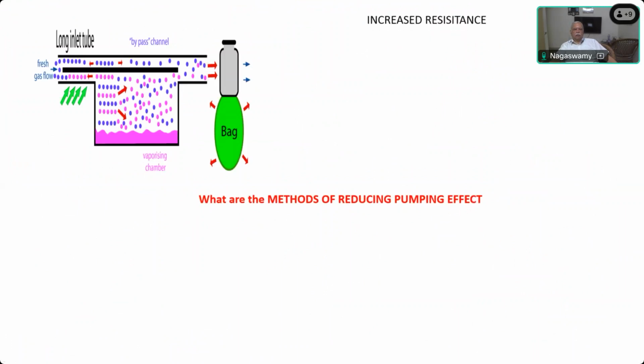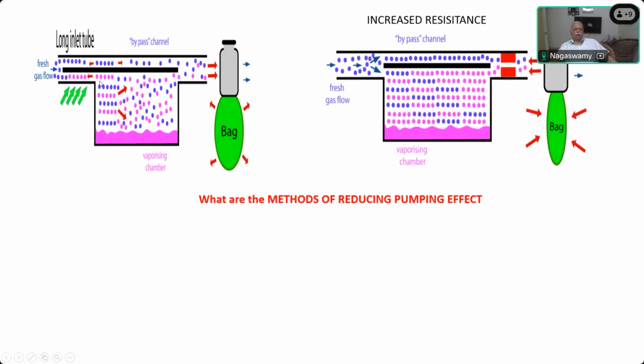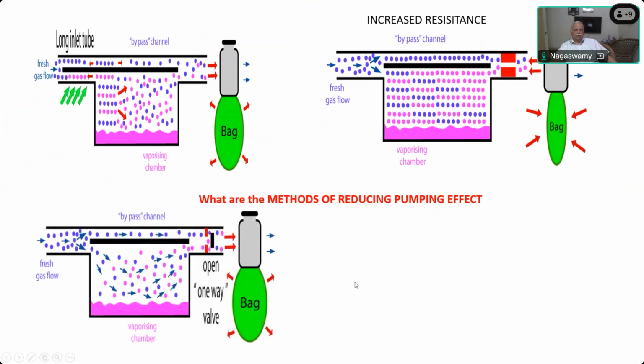And what are the methods of reducing? This is another question they may ask you. By increased resistance, that is, you prevent the vapor getting into the bypass chamber by having a long inlet tube to the vaporizer, or you can increase the resistance at the outlet to reduce the amount of back pressure that is coming to the outlet, or you can use a one-way valve here so that the back pressure does not happen.